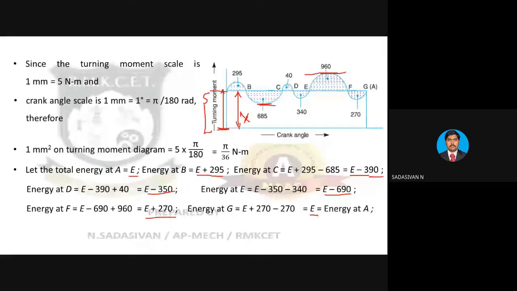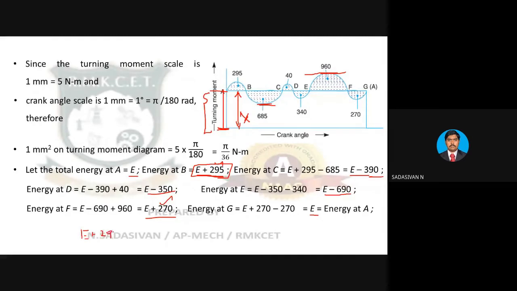Now look for the greatest number. Forget E. The greatest number should be a positive number. What are all the plus numbers? You have plus 295. Everything else is negative. Here plus 270. Only two positive numbers I have. So this is my greatest value, correct? Energy at point E is greatest value, E plus 295. So the highest energy is E plus 295.